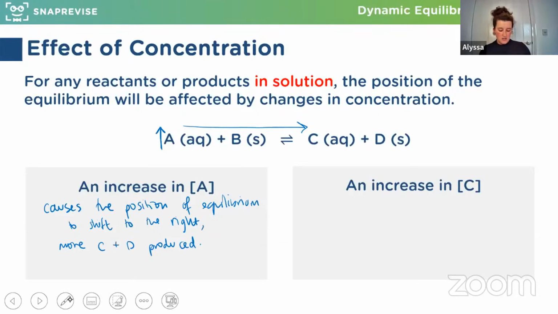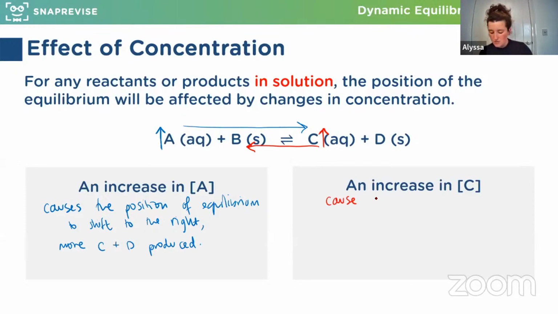If I change color, I'm going to go to red so we can do the other one in red. What happens then if we have an increase in C? What if we increase the amount or the concentration of C? What happens to the equilibrium position then? We increase the concentration of C. Good. It's going to shift, I'm going to do it underneath just so they don't clash, the position of equilibrium to the left. We're going to try to use up that extra C. We're going to use up the extra C to get more A and B.